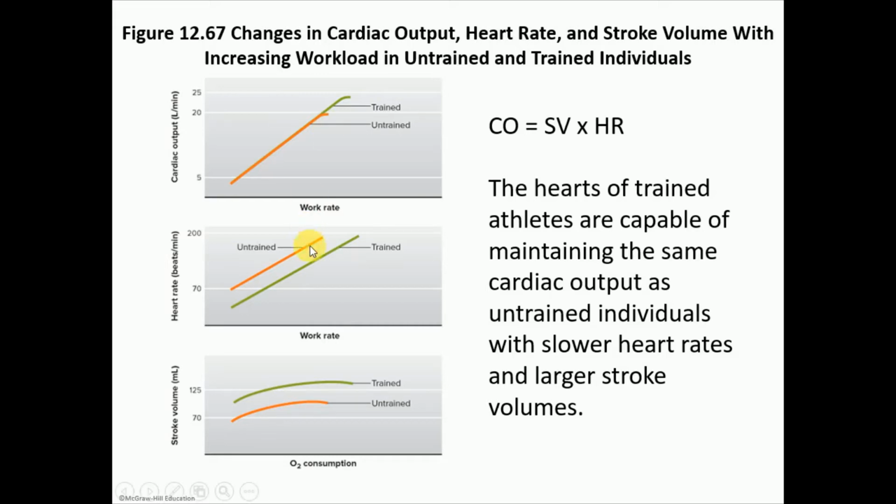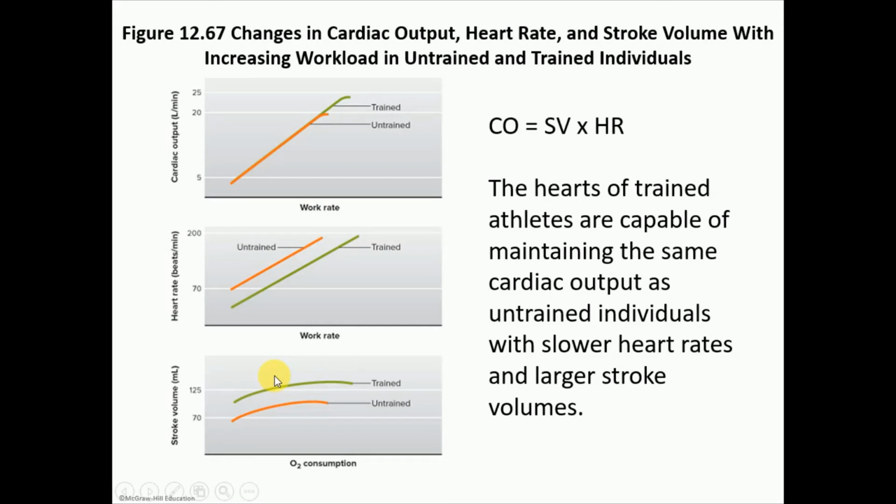So you'll find here that if you have two different people, one trained and one untrained, the athlete, as they exercise, the heart rate of the athlete, whether at work or at rest, is always going to be less than the untrained heart, meaning that this trained heart can do the same work at a lower heart rate, which means that they are healthier than this untrained one.